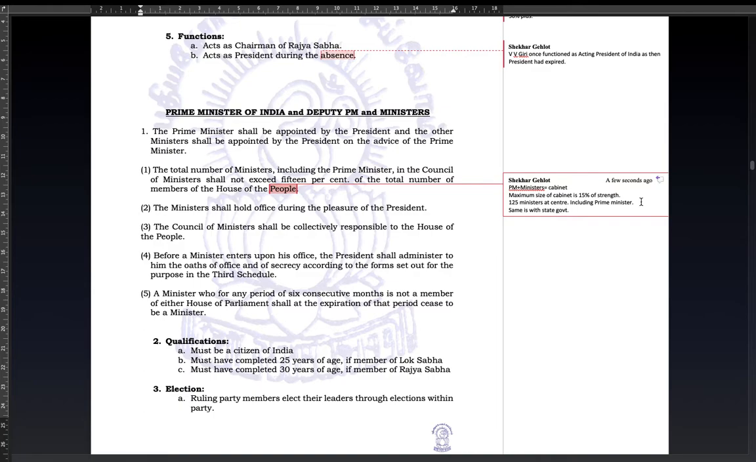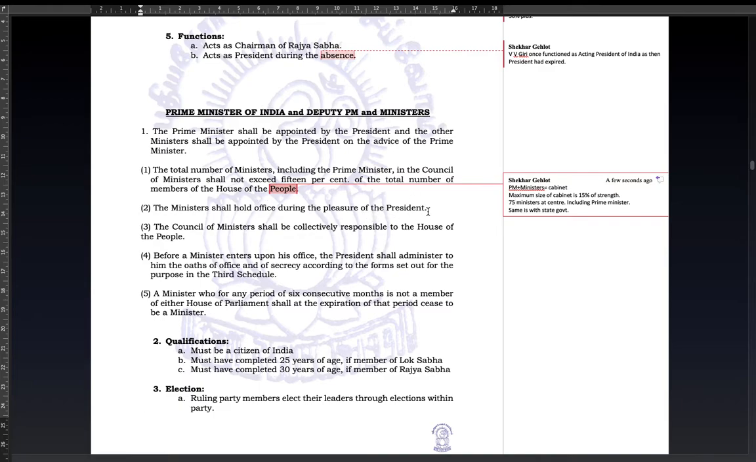The maximum size of cabinet can be 15% of the total number of members of the House of People, sorry. So here we go, 553, so roughly 75 ministers we can have, and the same is with the state government. Sorry, please excuse me, only House of People members shall be counted, Rajya Sabha members shall not be counted for it. The minister shall hold office during the pleasure of the president. That means whenever the president wants to remove a minister, he can remove him.